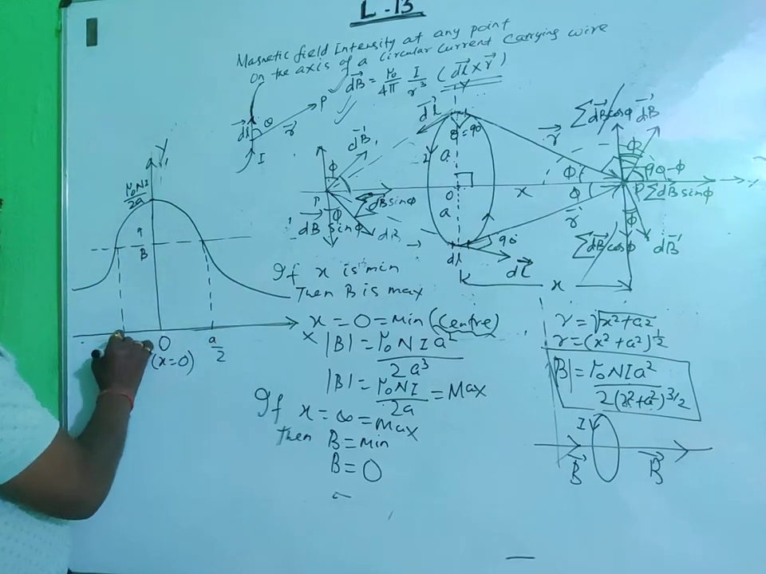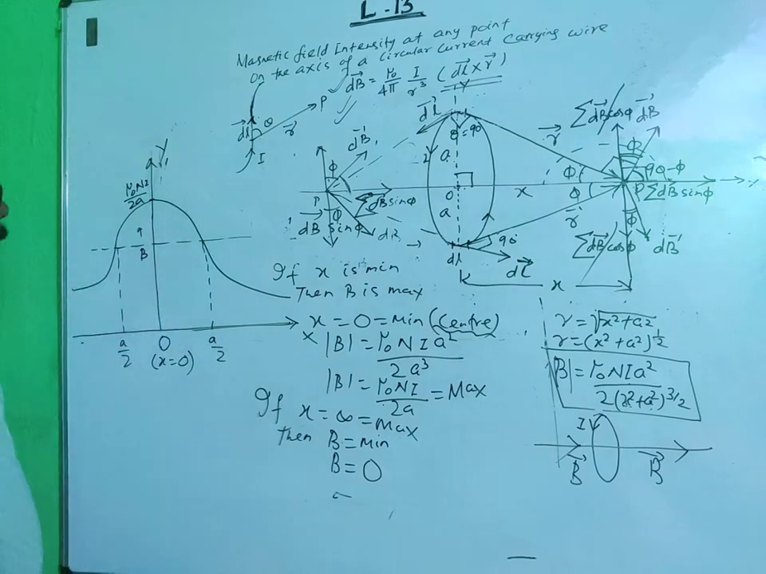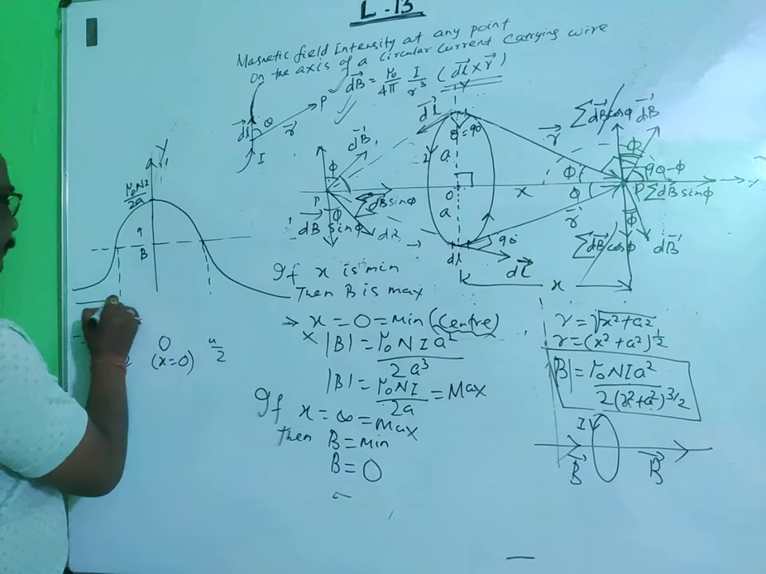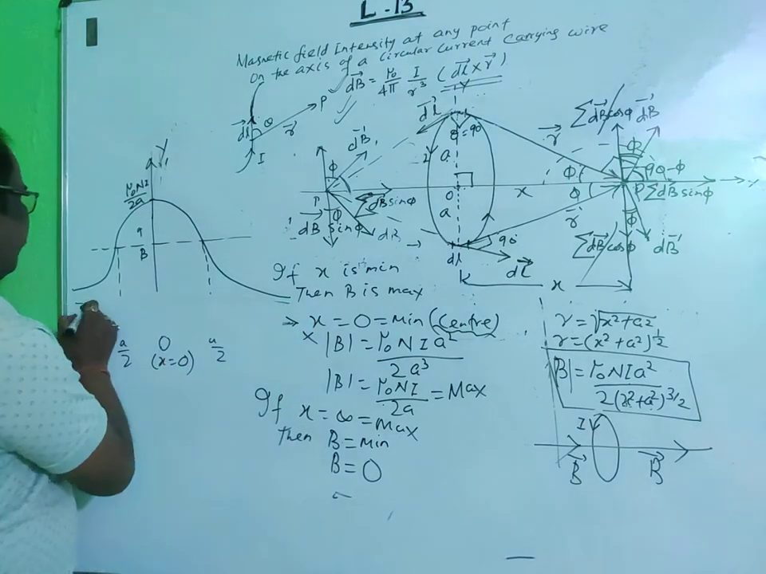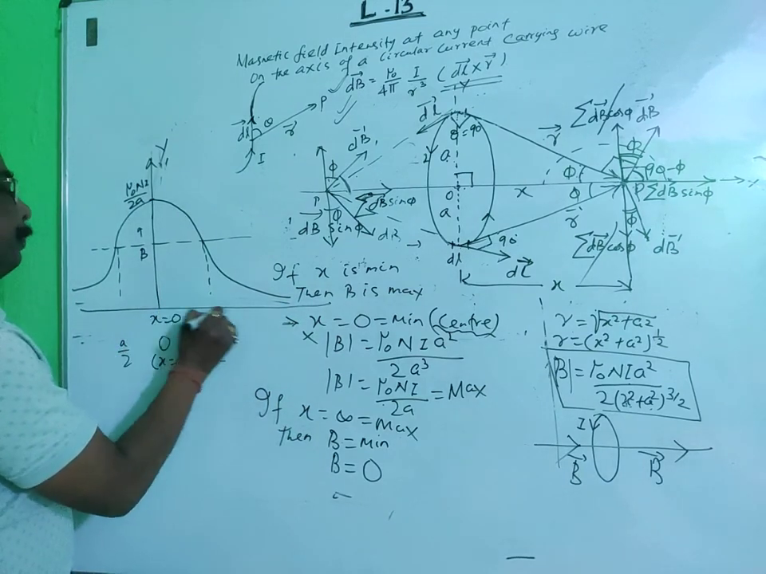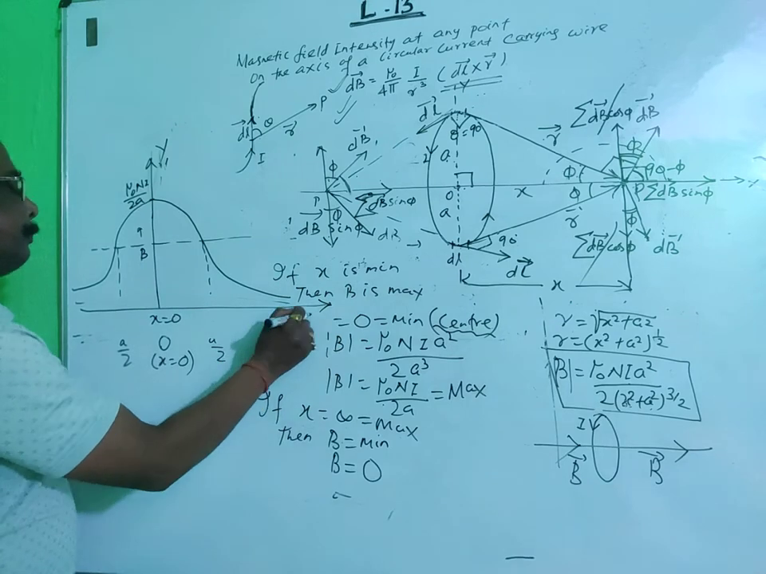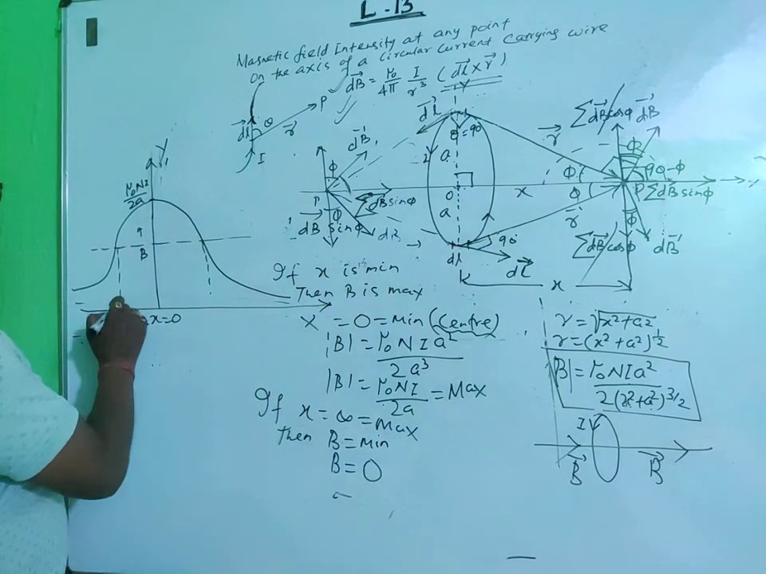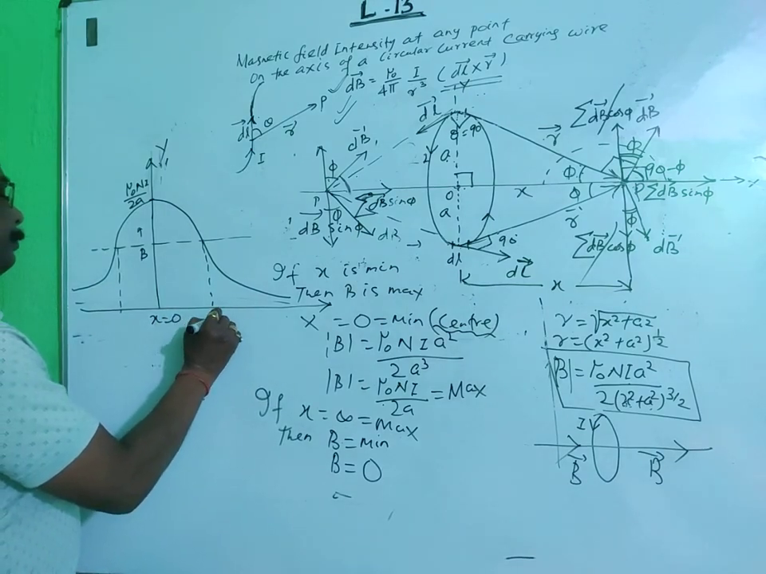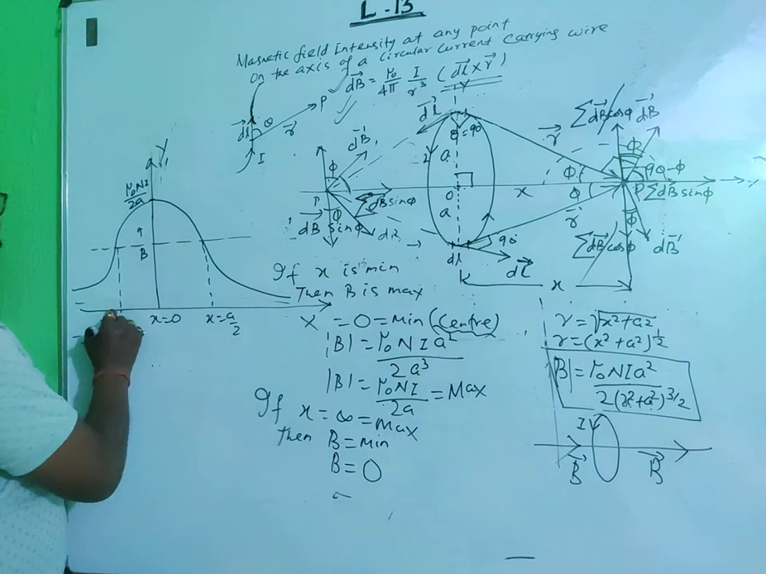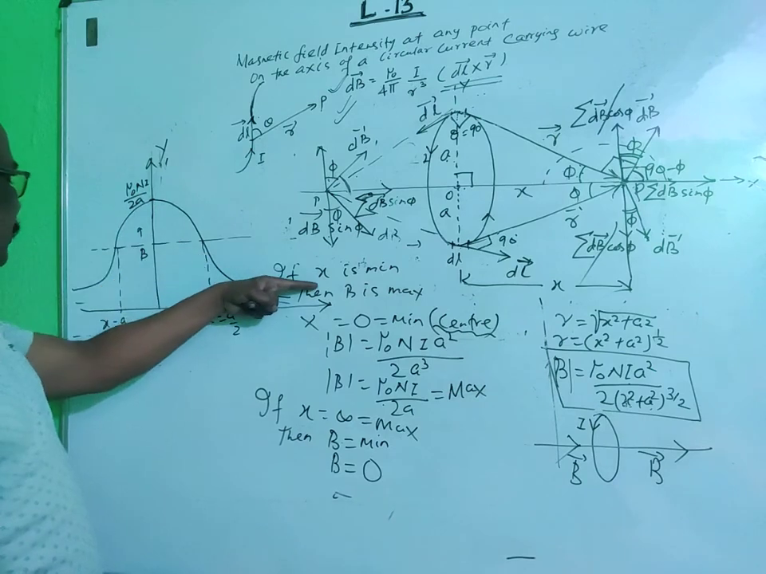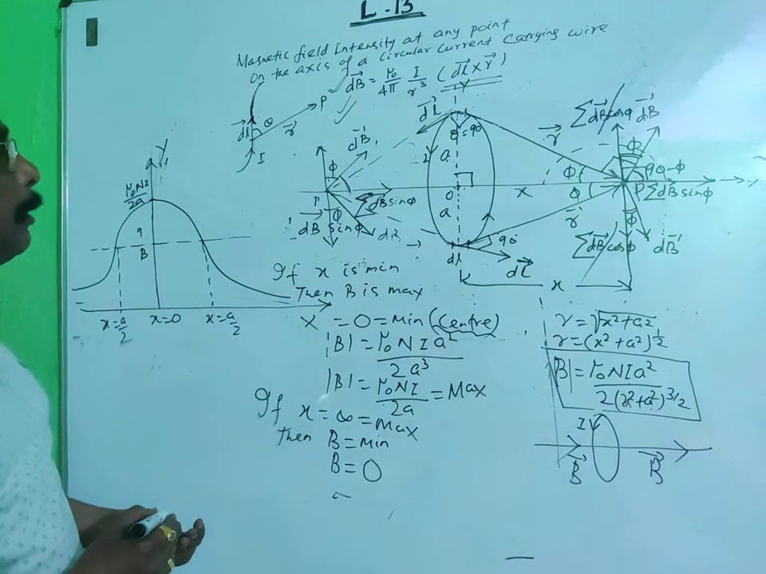At a by 2, from the mathematical expression you can get it also. Here x is 0, this is the x-axis. This distance is a by 2, this distance is also a by 2, half the radius. So the magnetic field decreases as distance increases and finally becomes 0 at infinity.